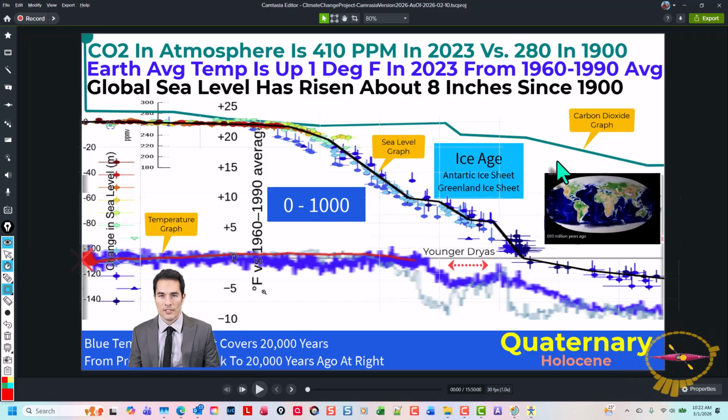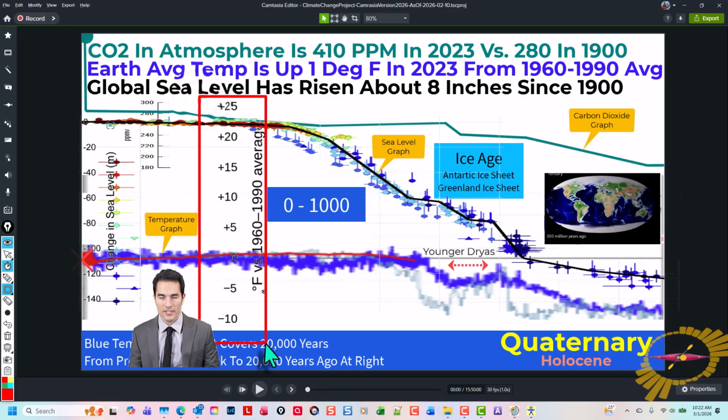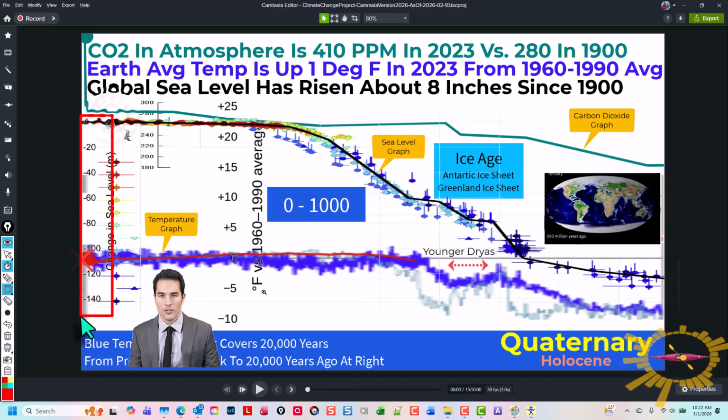Each one of those lines has their own scale. The temperature scale is located here. That's these values going from plus 25 degrees Fahrenheit to minus 10. The sea level scale is over here. It goes from 0 down to minus 140 meters. The CO2 scale is here. It goes from 180 parts per million to 300 parts per million.